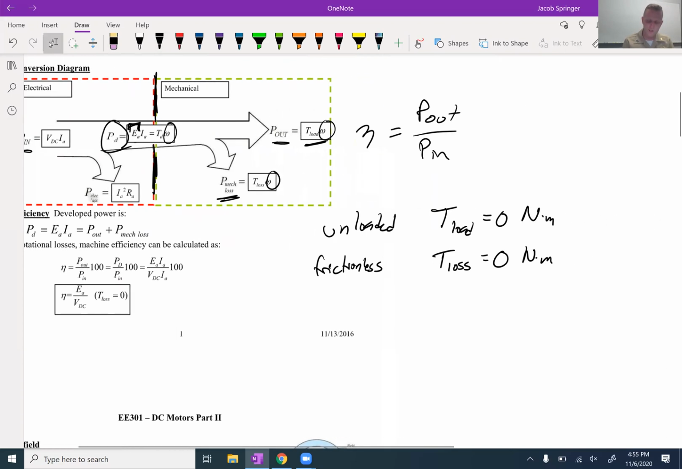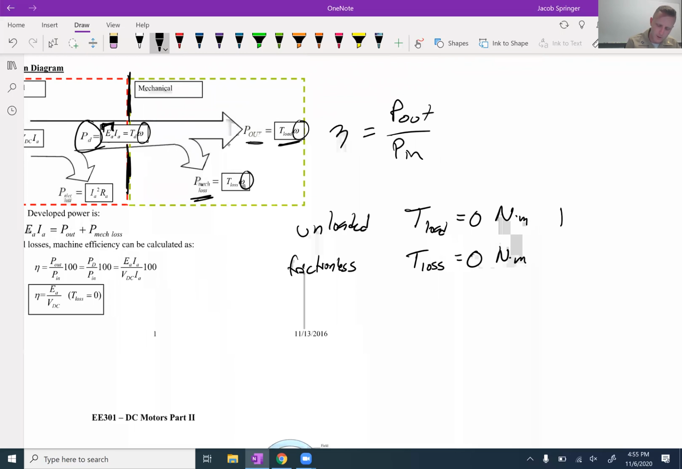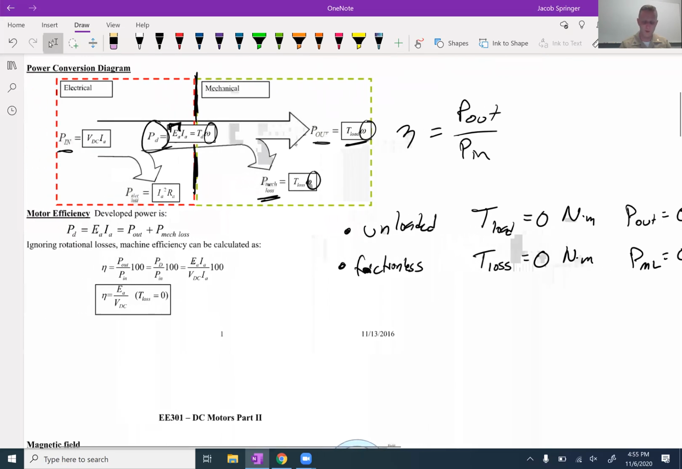Another way to say it, unloaded means that the P out equals 0 watts, and this would be the P mechanical loss equals 0 watts. So sometimes we'll be given those scenarios. Frictionless is purely hypothetical, or just if frictional losses are negligible, then we could assume they're like 0.